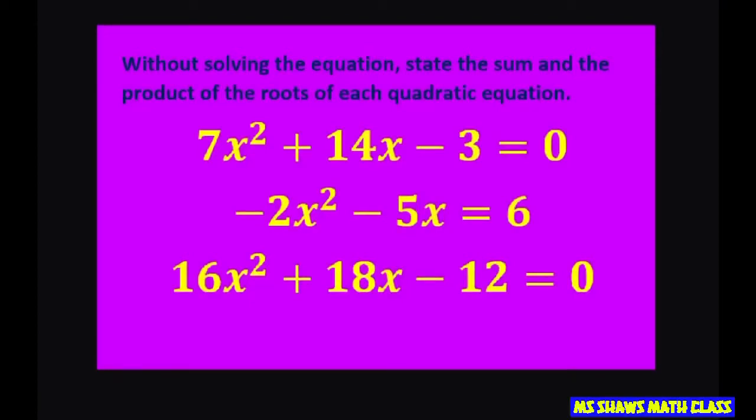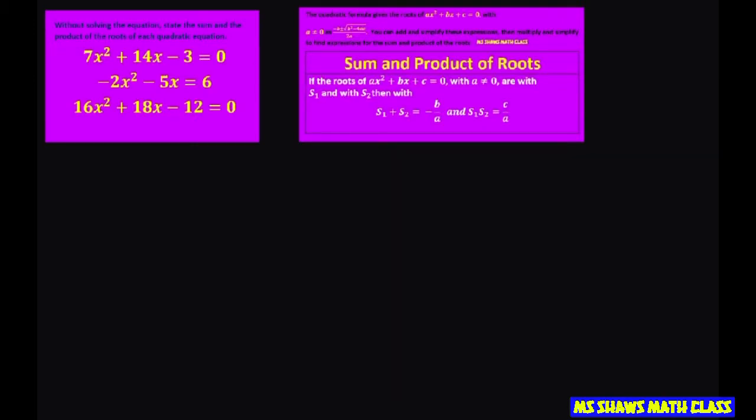Hey everyone, without solving the equation, we're going to state the sum and product of the roots of each quadratic equation. So the first thing we want to do is write down, we're doing number 1, our A's, B's, and C's. So we have 7 for A, B is 14, and C is -3. And this is our formula.